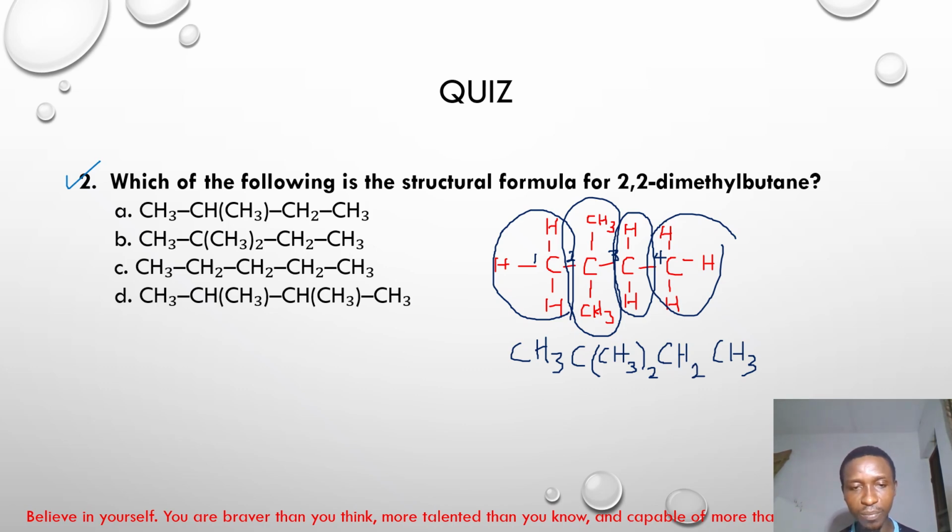Now let's compare our answer. CH3, C(CH3)2, CH2, CH3. So out of all these options A to D, the one that is similar to what we have done is option B. And I hope this is clear enough too. If that is clear, let's quickly move to the last question on the quiz.